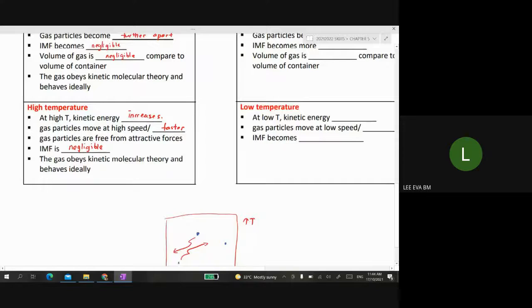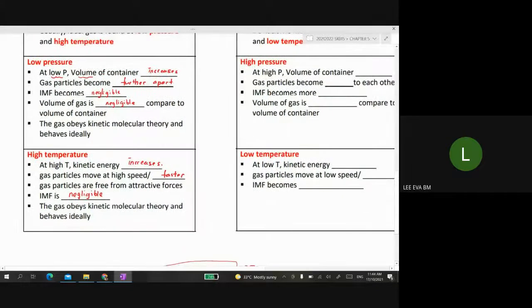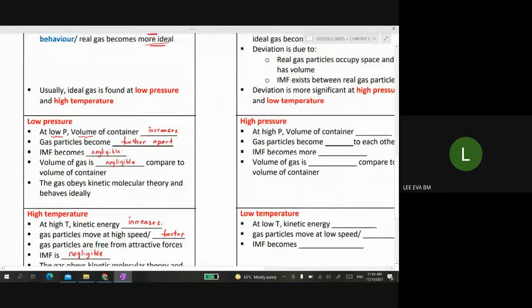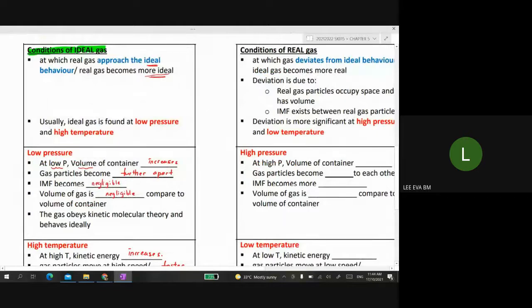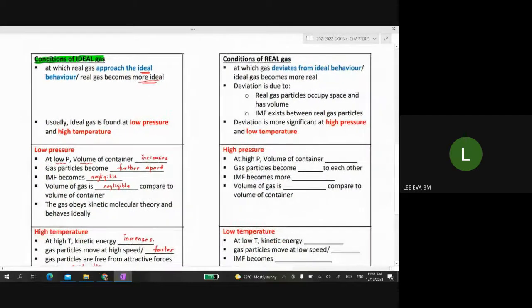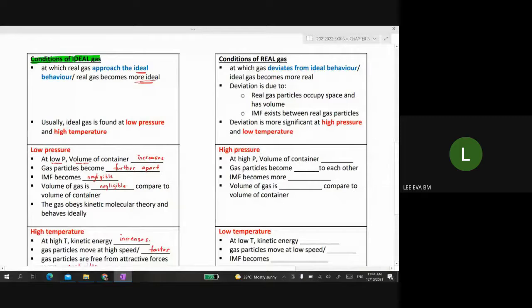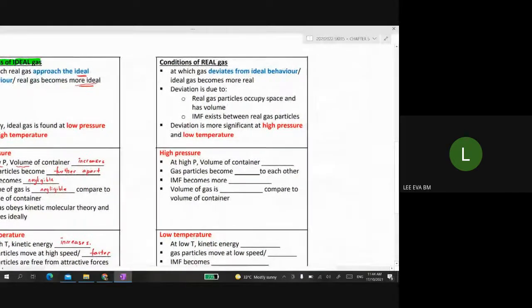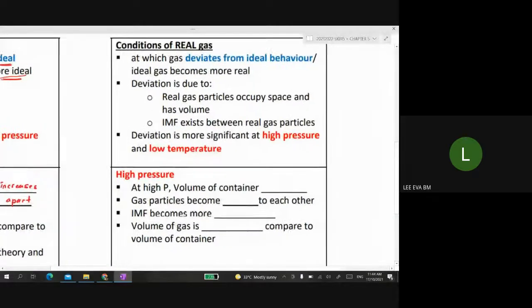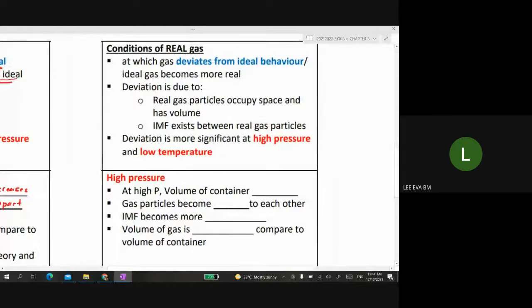Okay, so please fill in the blank. Low pressure, high temperature for ideal gas. So when a gas is approaching ideal behavior, or a real gas becoming more ideal. The condition for real gas is the opposite. So let's look at this one. For the condition for real gas, please pay attention to the sentence and how they mention the situation.